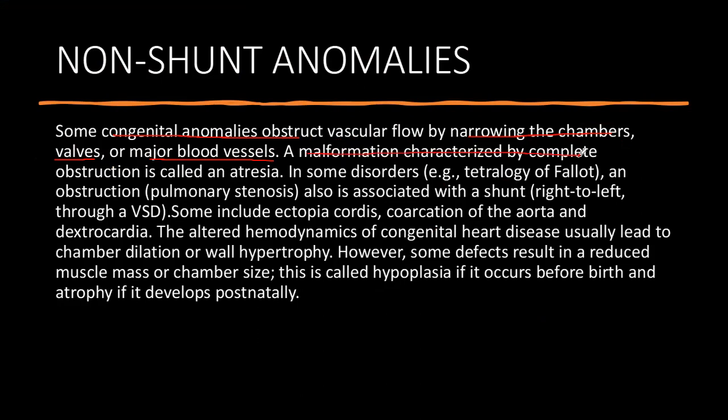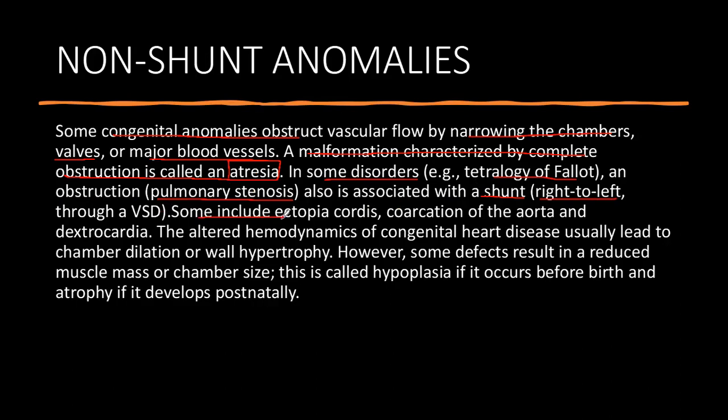Now, a malformation characterized by complete obstruction is called an atresia. So atresia is complete obstruction, but stenosis is a narrowed vessel. A stenosis is an incomplete obstruction, but atresia is complete. Now, in some disorders such as the tetralogy of Fallot, we have an incomplete obstruction. The pulmonary stenosis is associated with a right to left shunt, and this will produce cyanosis.